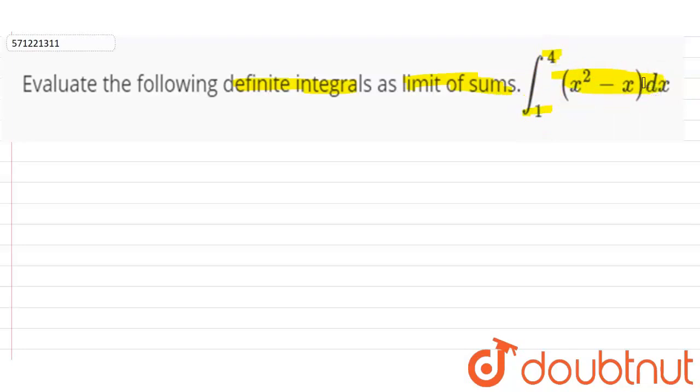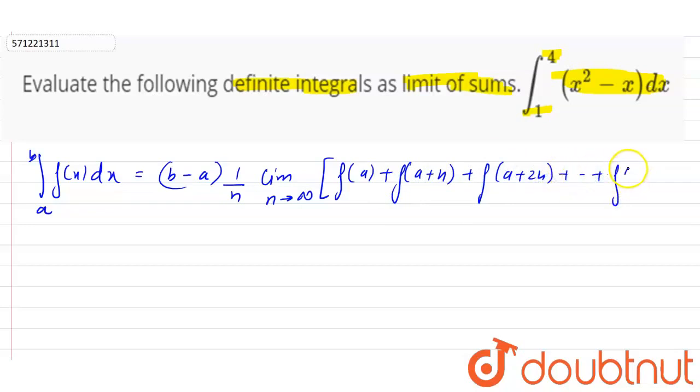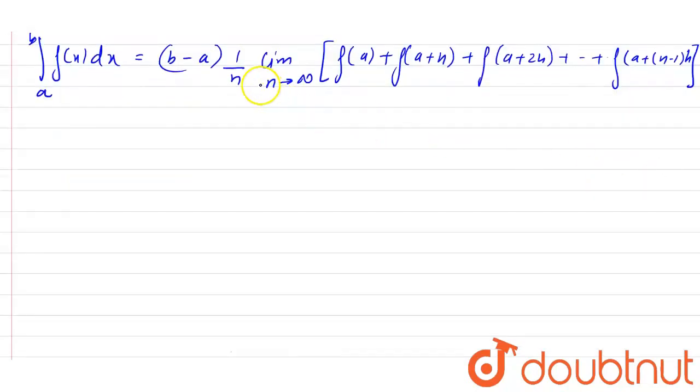Okay. Now when we have to integrate as limit of sum, we know that the integral from a to b of f of x dx is equal to b minus a into 1 by n, limit n tends to infinity, f of a plus f of a plus h plus f of a plus 2h, and it goes up to plus f of a plus n minus 1 into h, where h is b minus a divided by n.